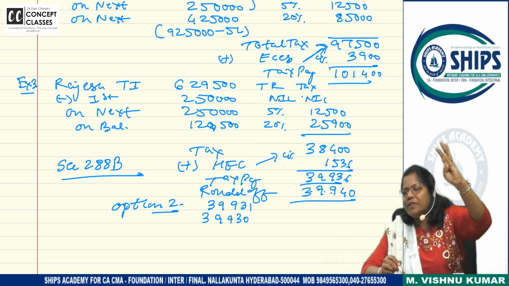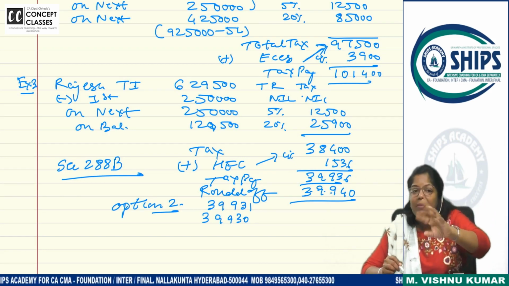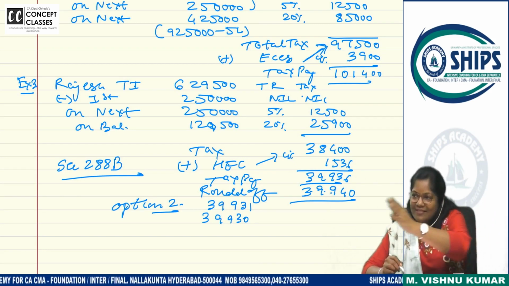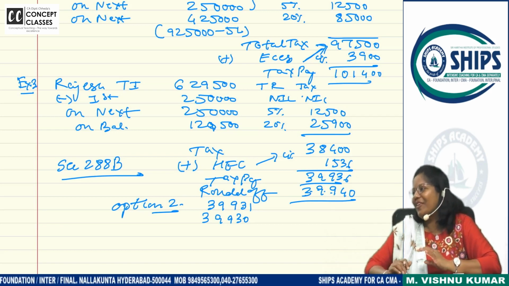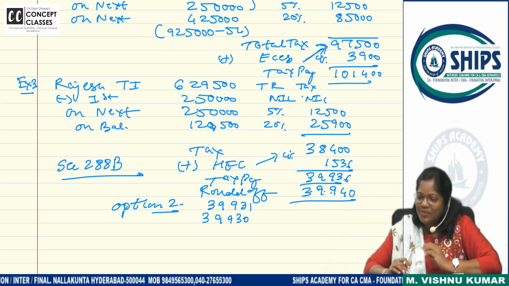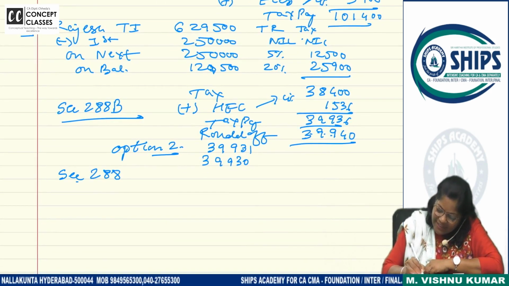31, 32, 33, 34, what will it be? 30. Where is 35, ma'am? Here, on this side. Above 35 onwards, all 40. Clear to all of you? One more section, because you are learning sections very nicely.